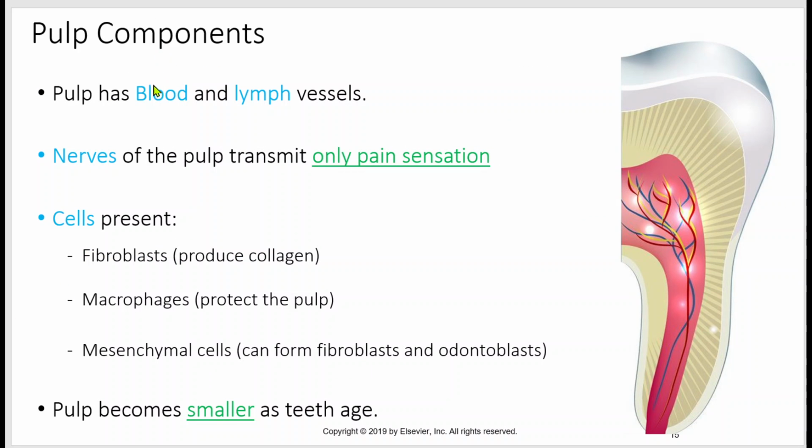Pulp. We know that the pulp has blood and lymph vessels, nerves, and cells. The nerves in the pulp only have pain sensation, right? So they don't sense pressure, or heat or cold in a way. They just feel mainly pain more than anything else. The cells include fibroblasts and other different cells, and the pulp becomes smaller as the teeth age, because we said there will be some deposition.